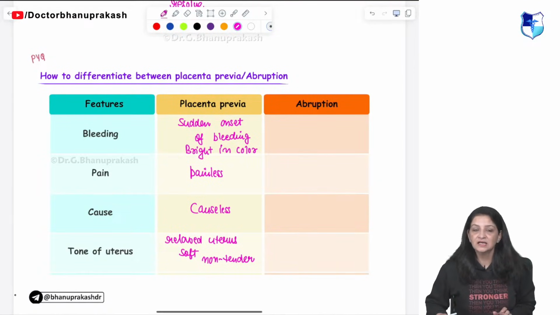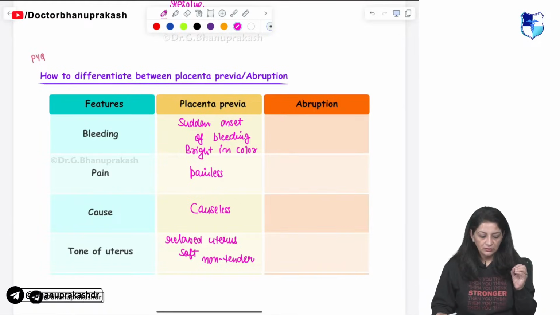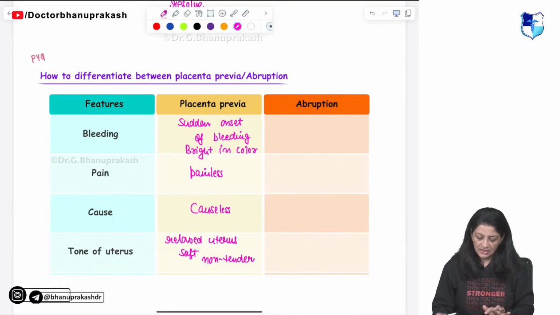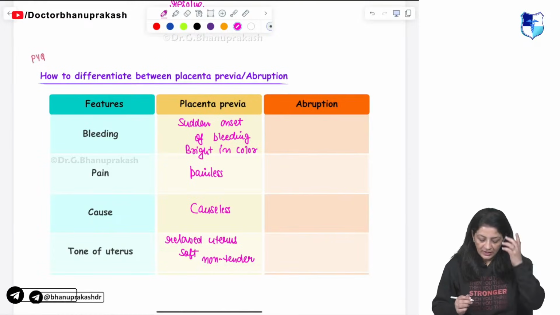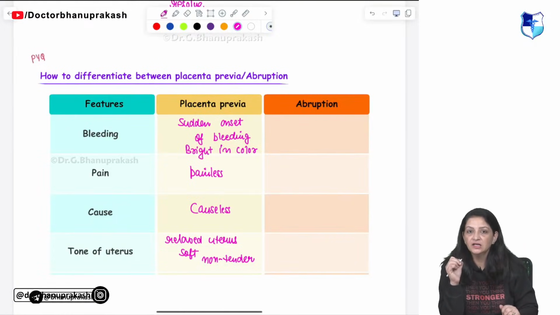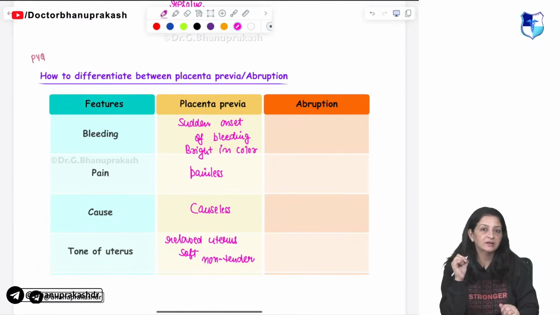Stallworthy sign is seen to assess the presentation in case of posterior placenta, if the placenta is implanted posteriorly. Again, features of placenta previa: sudden onset of painless, causeless and recurrent bleeding. The uterus will be relaxed, non-tender and soft.